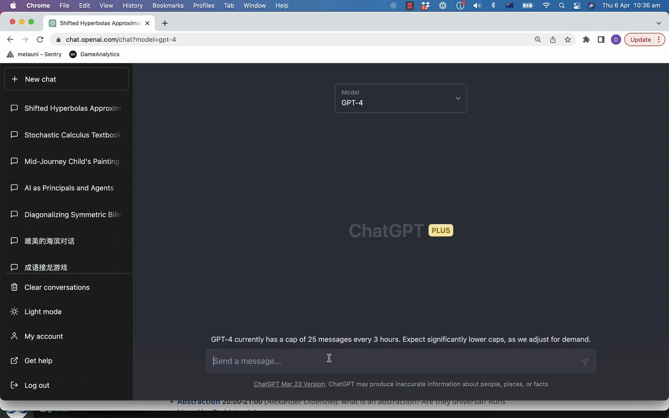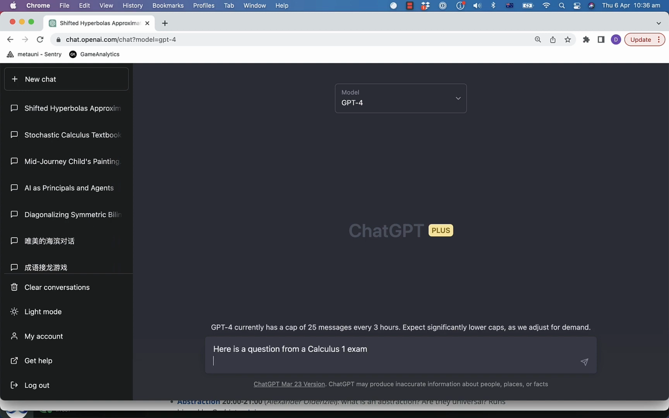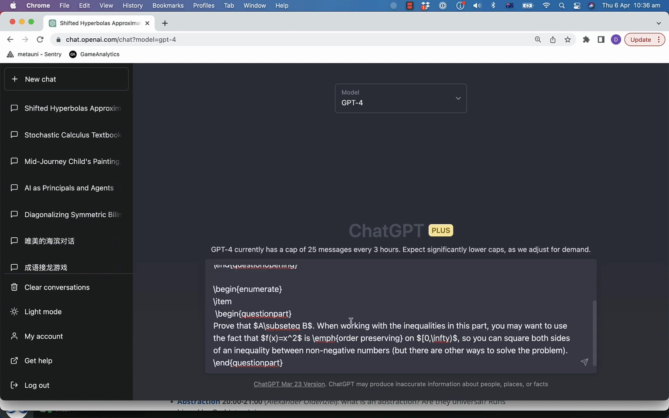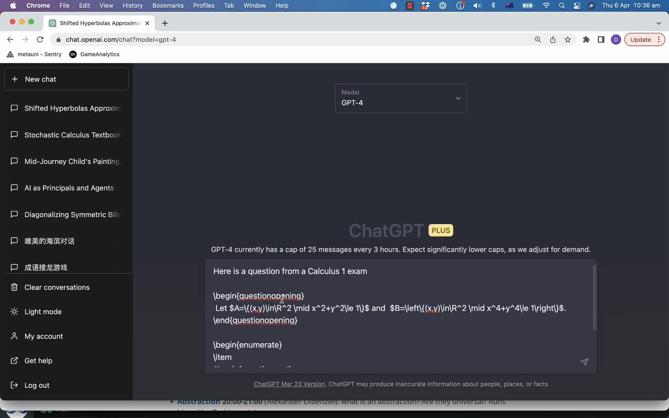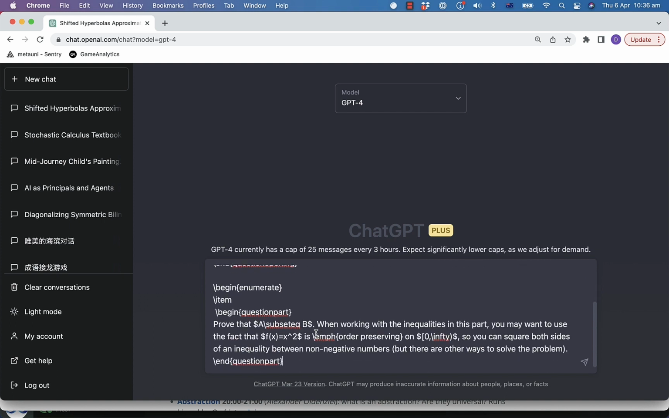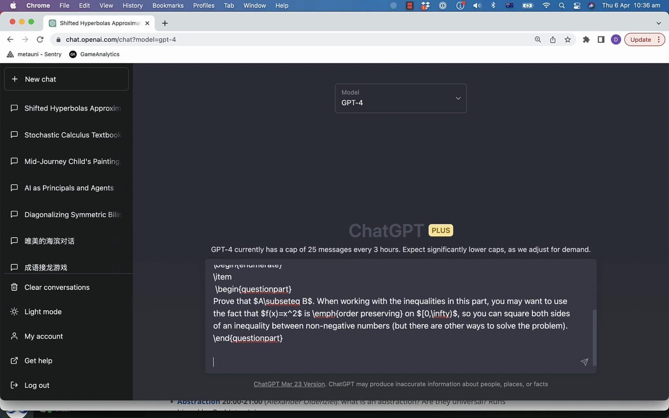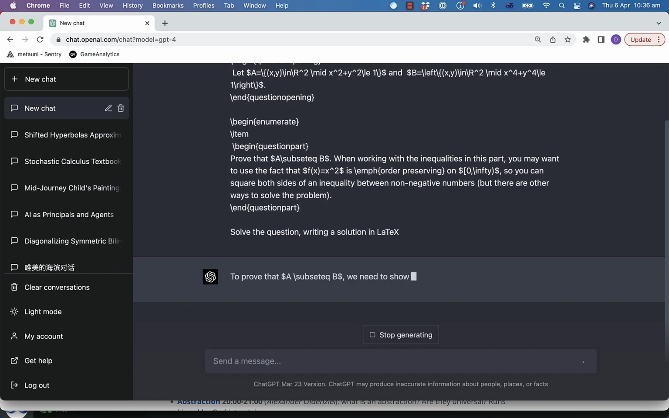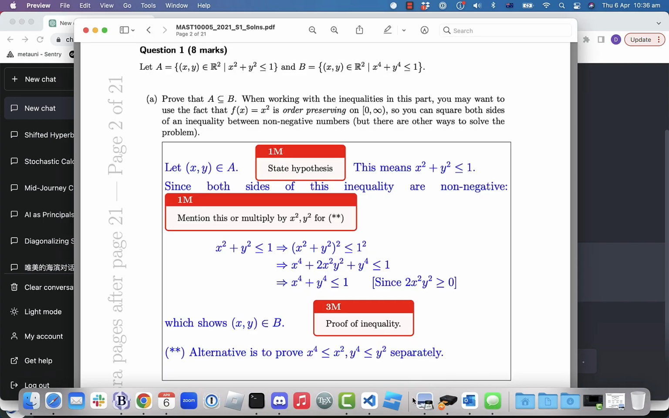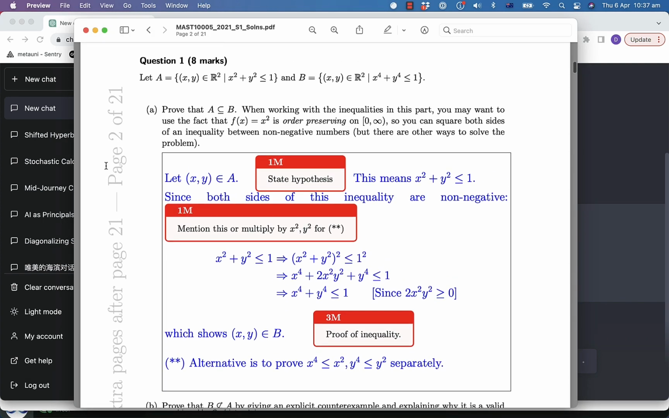Okay, so here is a question from a Calculus 1 exam. It's got some meaningless LaTeX stuff, but I assume ChatGPT can handle that just fine. But the math is probably right, is the question. While it's generating, I'll show you the question.